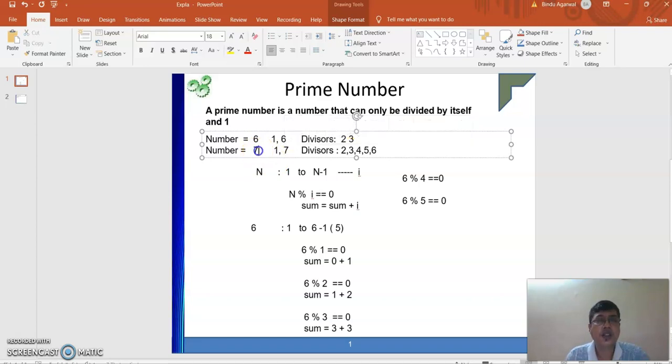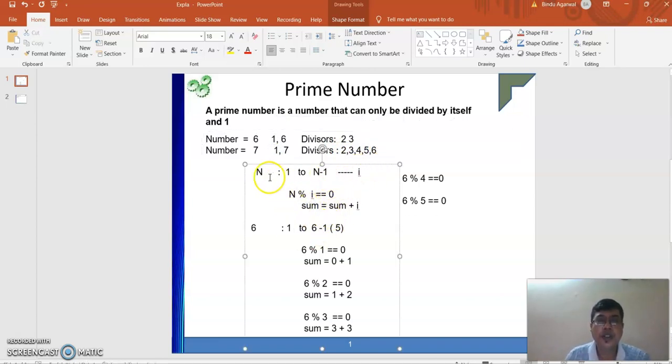So that's the reason why 7 is a prime number, because the definition says a prime number is a number that can only be divided by itself and 1. So 7 divides itself, and only 1. The others, 2, 3, 4, 5, 6, are not divisible, as we have already seen.